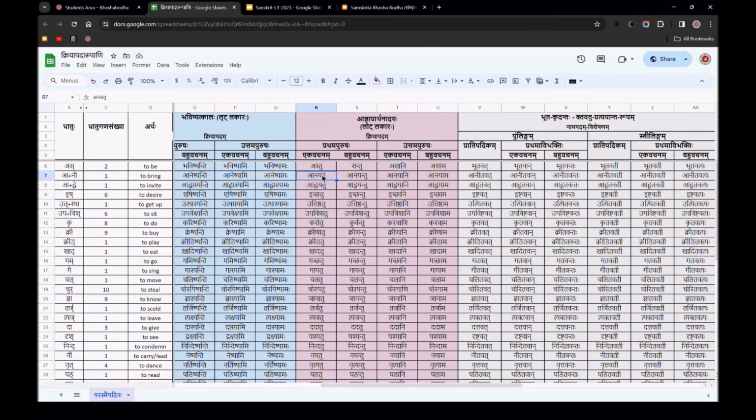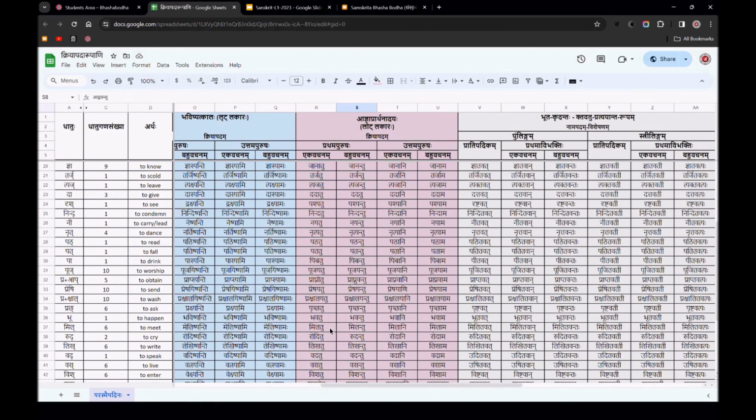anayantu. Balakaha anayatu means let the boy bring something. Balakaha anayantu, ahvayatu, calling. Balakaha ahvayatu, let the boy call somebody or invite somebody. Ahvayantu, like this there are different forms.